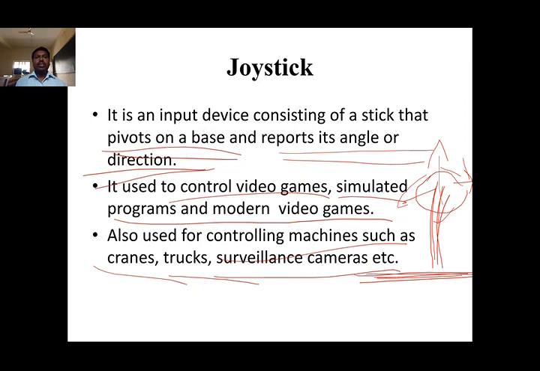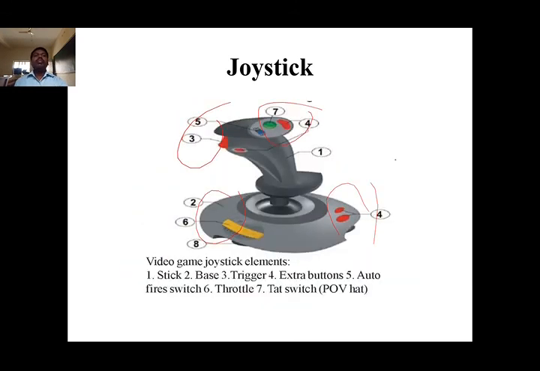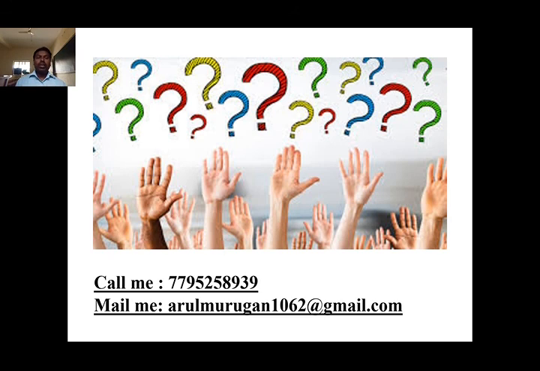Next, joystick. It is an input device, consisting of a stick that is pivoted on the base and reports its angles and direction. Dear students, what is angle in the sense? Degree, how many degrees it is rotating, and direction: left, right, backward, frontward. Next, it is used to control video games, simulated games and modern video games, and also used to control machines. Understand? Dear students, one more time watch this video.